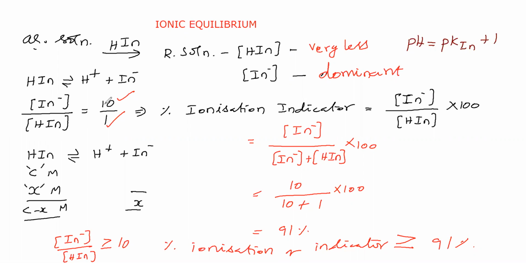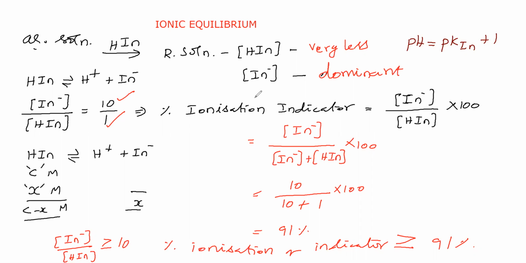Then percentage ionization of indicator is equal to 91%. Then in the resultant solution, the concentration of In minus is dominant. Therefore, this resultant solution will exhibit the color of In minus.